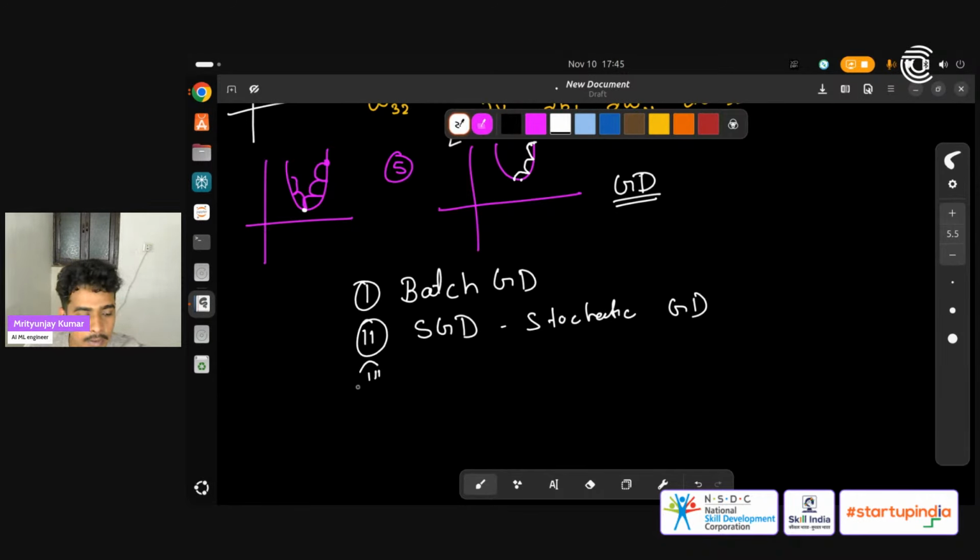The third one is mini batch. Batch means a large amount of data. Mini batch means we have to decide how small the input size will be, and according to that value it is going to be found. That is mini GD. So these are the different gradient descent techniques that we have to use.